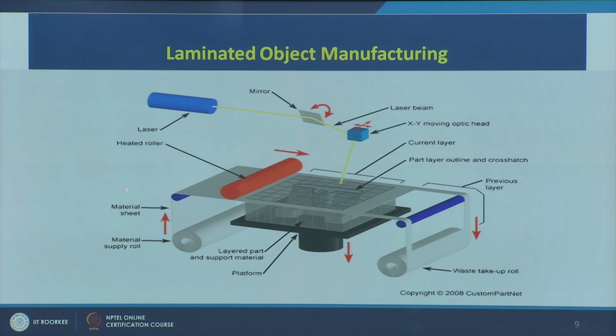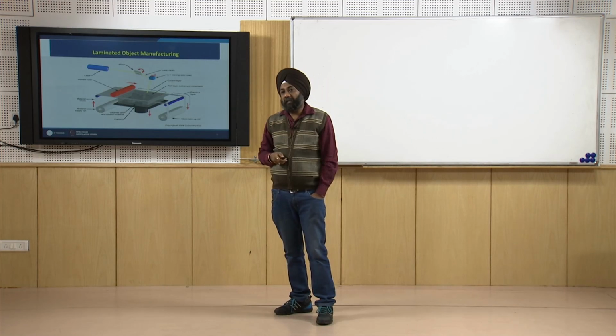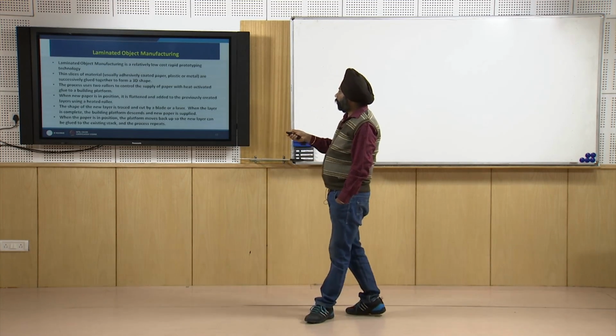Platform will lower down, another layer will be supplied, and layer by layer the complete model will be built. So this is where we are using a sheet as a raw material for making a three-dimensional prototype of any product for which we have a CAD model available. So let us read the details about laminated object manufacturing.